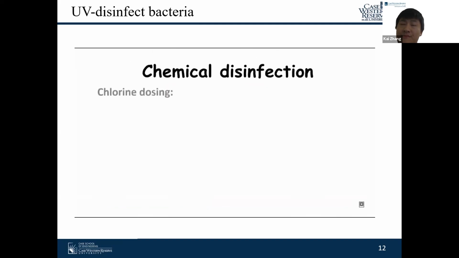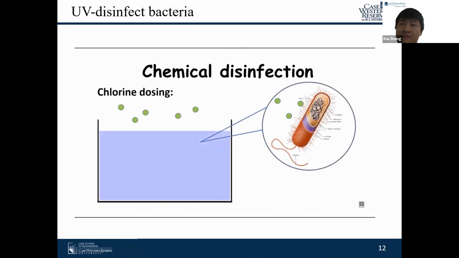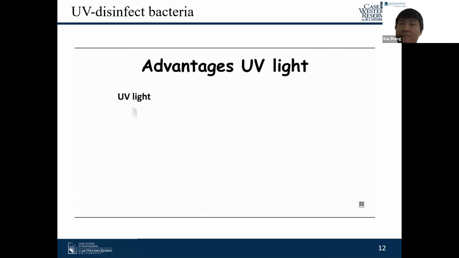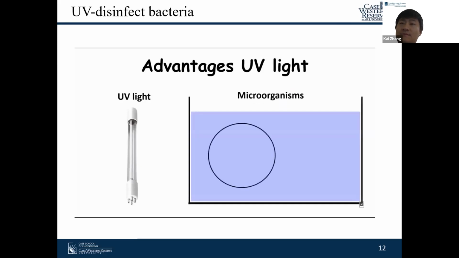Chemical disinfection approaches like chlorine dosing damage the cell membrane of microorganisms and then enter the cell to disrupt the respiration and DNA activity. Chlorine also kills most viruses, but it requires retention times of up to 30 minutes or more. In comparison, UV light provides rapid, effective inactivation of microorganisms through a physical process. When bacteria, viruses, and protozoa are exposed to the germicidal wavelengths of UV light, they are rendered incapable of reproducing and infecting.